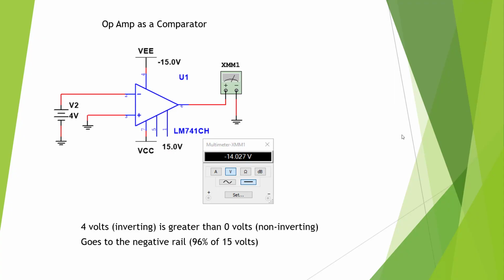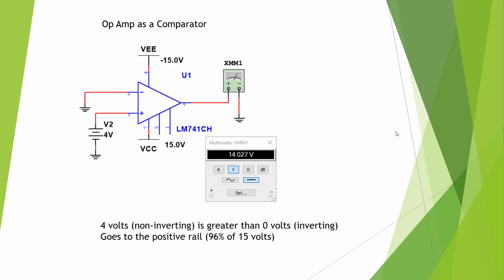Here we see an op-amp used as a comparator, and what we have is +4 volts going into the inverting side, and we have ground or 0 volts going into the non-inverting side. So the rule of comparators is the largest input will drive it to that rail. Since we have 4 volts here and 0 volts here, 4 volts is greater than 0, so that would drive it to the minus rail, which at 14 volts is pretty close to the 15 volt power supply.